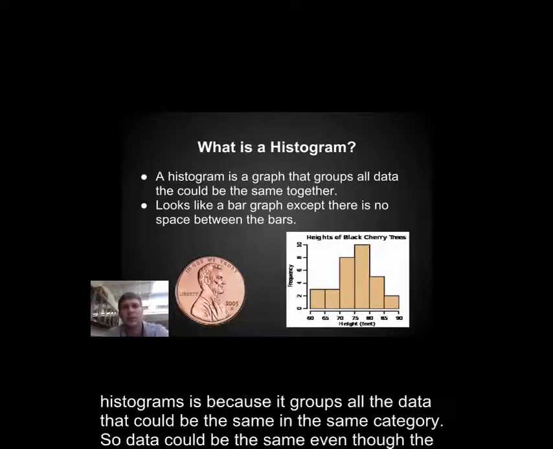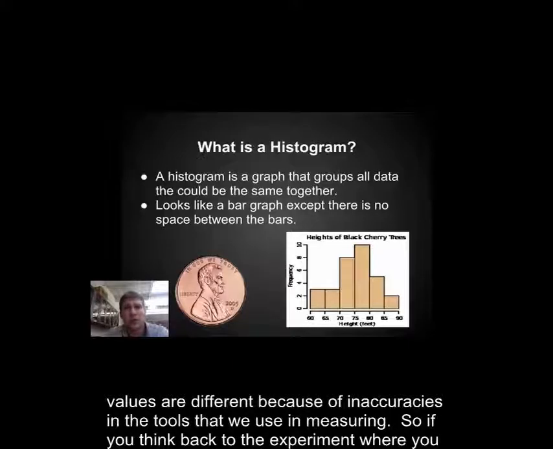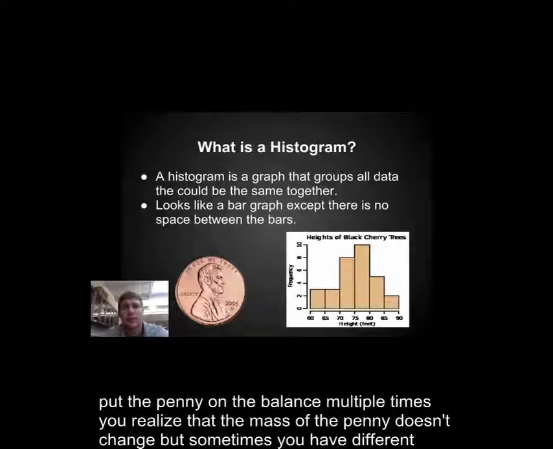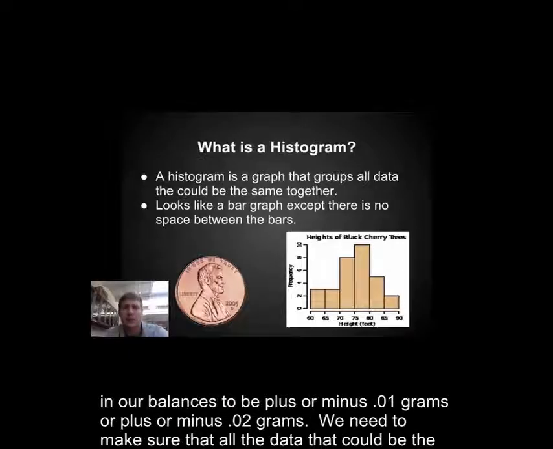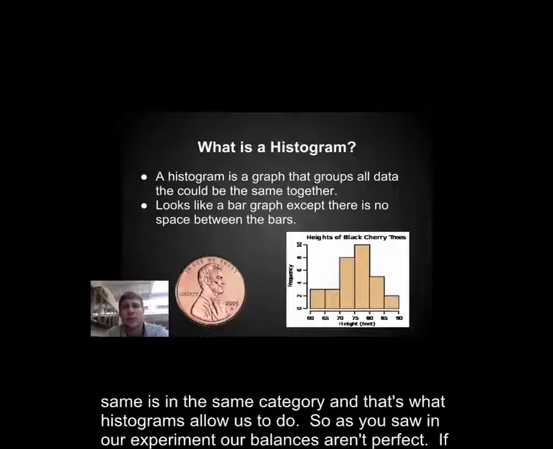The reason we use histograms is because it groups all the data that could be the same in the same category. Data could be the same even though the values are different because of inaccuracies in the tools that we use in measuring. If you think back to the experiment where you put the penny on the balance multiple times, you realize that the mass of the penny doesn't change, but sometimes you have different readings. Because we have different readings, we have an error level in our balance. We might have found the error level in our balances to be plus or minus 0.01 grams or plus or minus 0.02 grams. We need to make sure that all the data that could be the same is in the same category, and that's what histograms allow us to do.